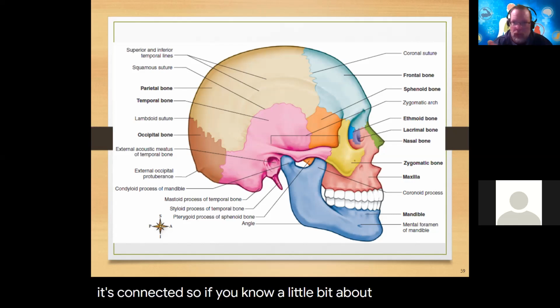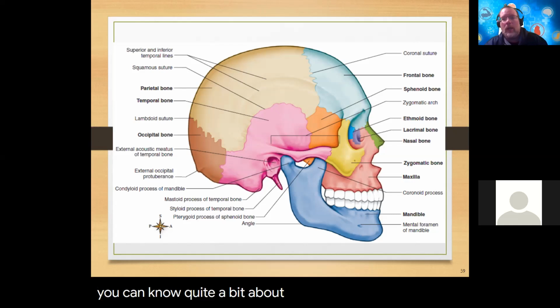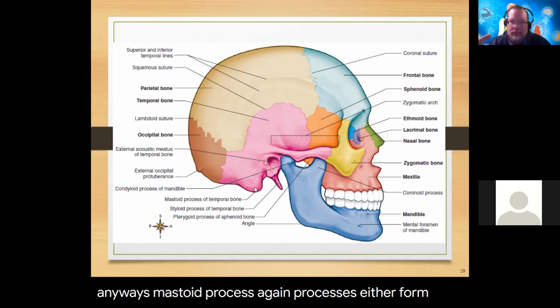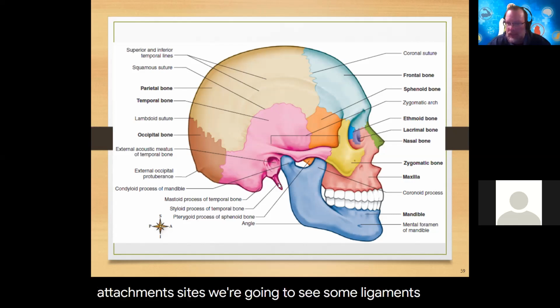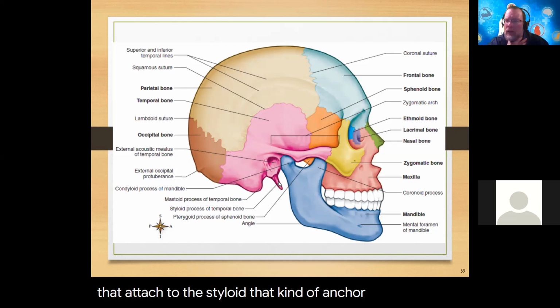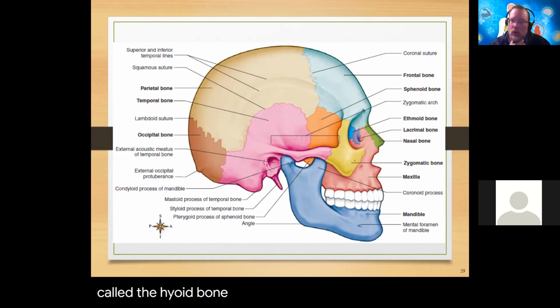So if you know a little bit about your bones, you can make some pretty safe assumptions about where some of these muscles are going to be connected. That's why we spend a few minutes on some of these bumps, less time on others. Mastoid process. Again, processes either form a bump, or form a joint, or are a muscle attachment site. These two happen to be muscle or ligament attachment sites. We're going to see some ligaments that attach to the styloid that anchor the hyoid bone. It's a little horseshoe bone in the throat region. So we'll see that coming up later.